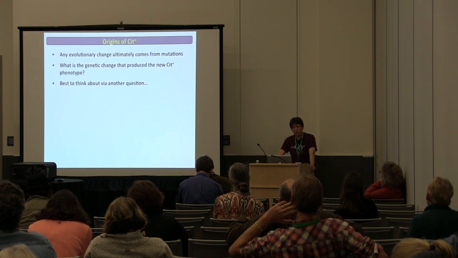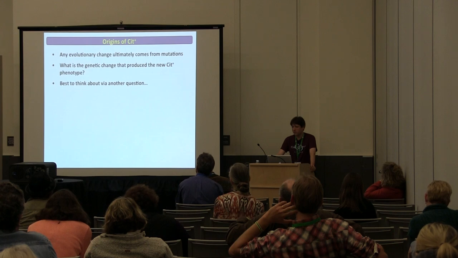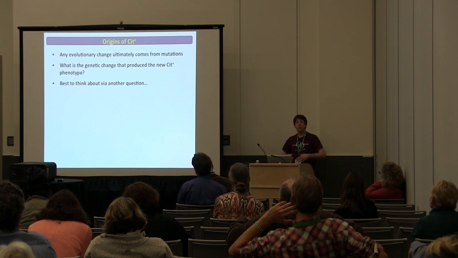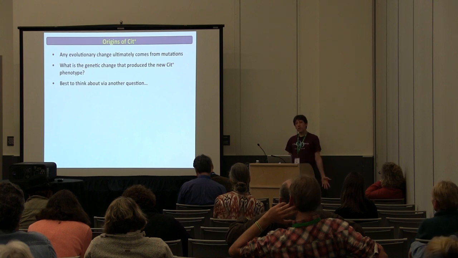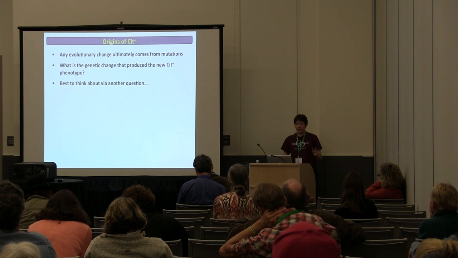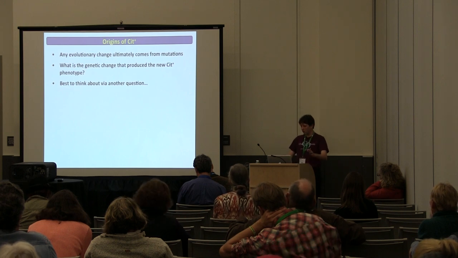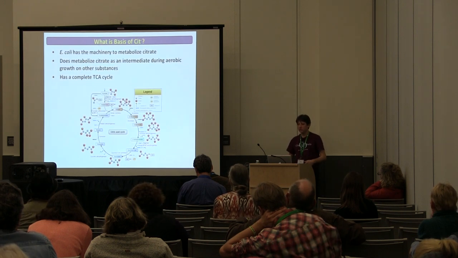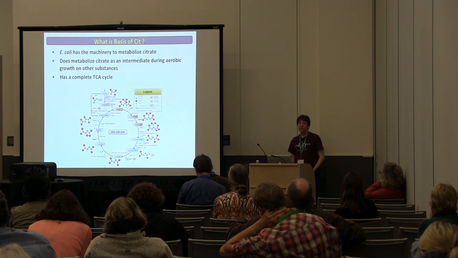So we can ask the question, what's the origin of Cit-plus? For any evolutionary change, it ultimately has to come down to mutation. So we can ask, what's the genetic change that produced the new Cit-plus phenotype? Now to get to that, it's best to think along the lines of a different question. And this is, what's the basis of the Cit-minus phenotype?